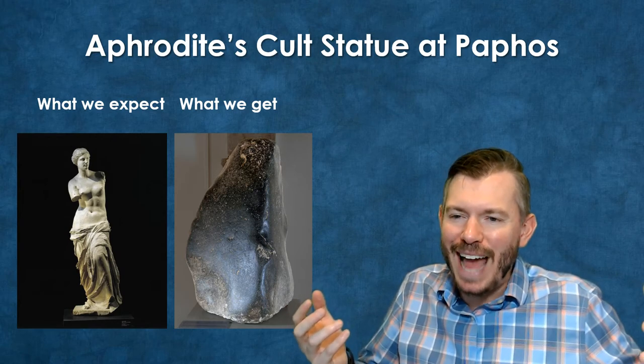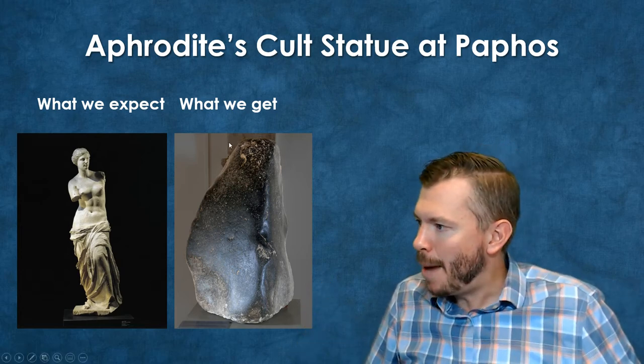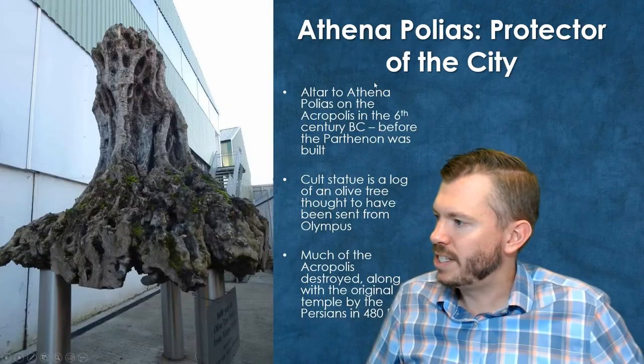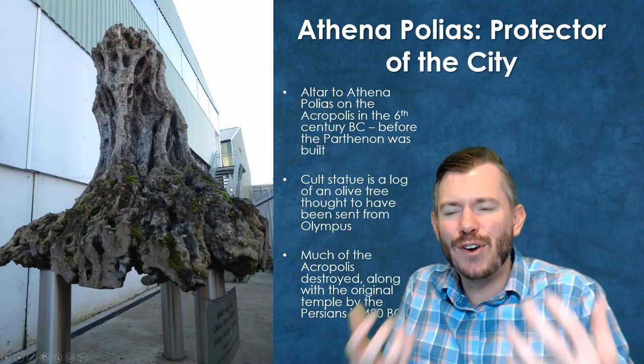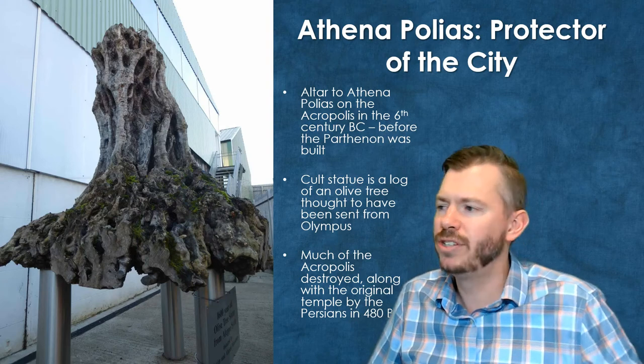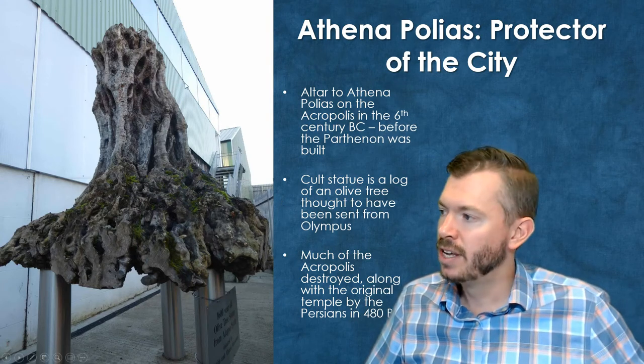And what ends up happening after that is the Persians go through and they burn the city of Athens. Now, to get back to this cult statue of Athena, it gets back to how these early archaic cult statues of gods and goddesses were frequently natural things. So we have the olive log here representing Athena.